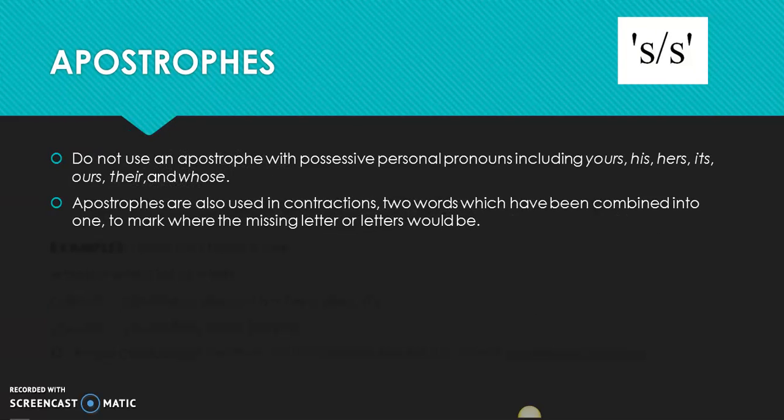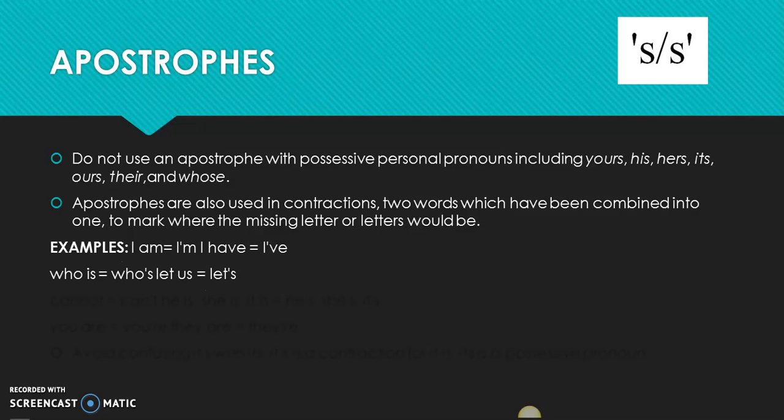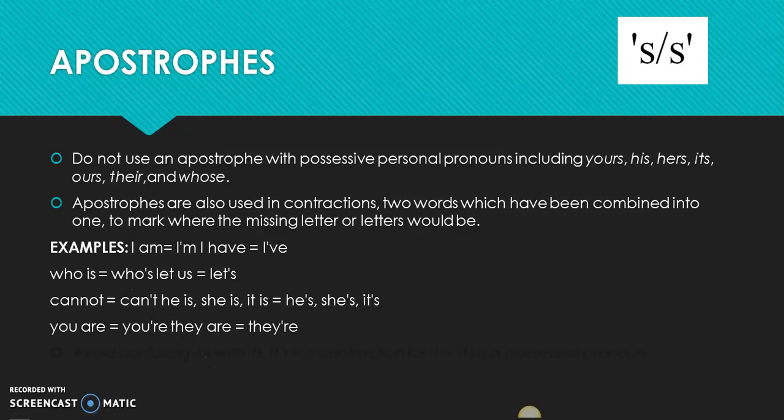Apostrophes are also used in contractions, two words which have been combined into one, to mark where the missing letter or letters would be. For example: I am, I'm; I have, I've; who is, who's; let us, let's; cannot, can't; he is, he's; she is, she's; and it is, it's. You are, you're; they are, they're.